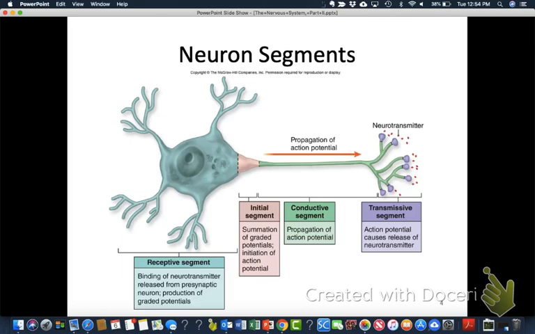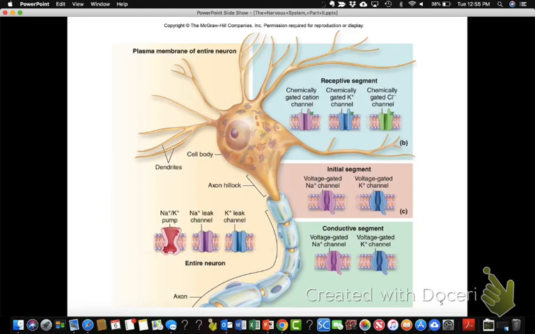So here's a diagram of a multipolar neuron showing you that not just the dendrites but the cell body is part of the receptive region. The initial segment is the trigger zone or axon hillock. In this case, the conductive segment is going to carry the impulse. We're going to combine initial segment and conductive segment into basically one thing, and then the synaptic knobs for the transmissive segment.